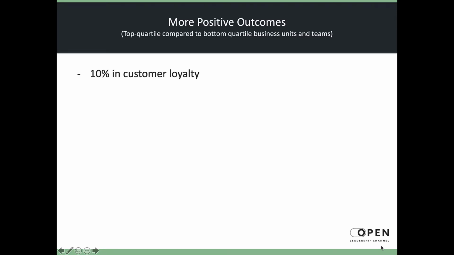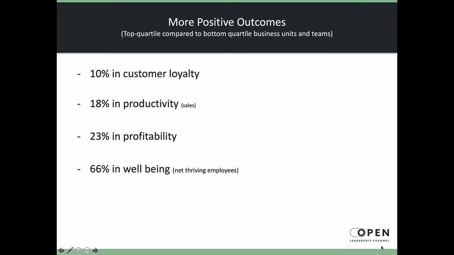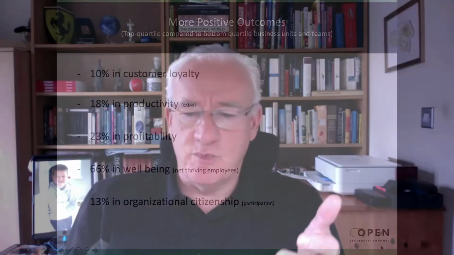10% more customer loyalty, 18% better staff productivity, 23% better profitability. Not a surprise if all these things drop to the bottom line, as they will. Nearly a quarter more profitable as a business if you engage your people. 66% better well-being, as they surveyed the net thriving of employees in businesses, and 13% better organizational citizenship, by which they mean participation in the organization beyond the actual day job. So much more engaged, much more active people in the business.